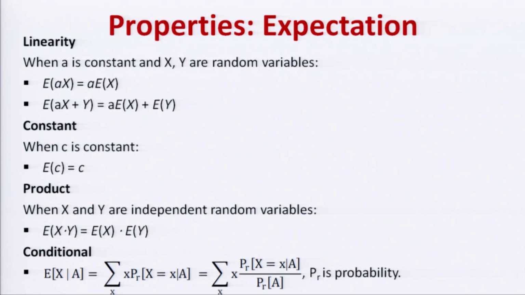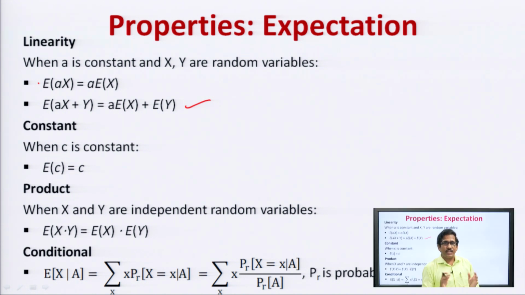The properties of expectation are simple; basically they are algebraic properties of expectation. Capital X and capital Y are random variables and A is a constant. The first is the linear property. Expectation of AX equals A times E(X), taking A outside of E. Basic linear property: expectation of AX plus Y equals A times E(X) plus E(Y). Expectation of a constant: if C is a constant, then the expectation of any constant quantity is always the same, equal to C.